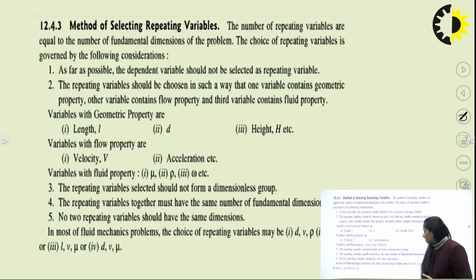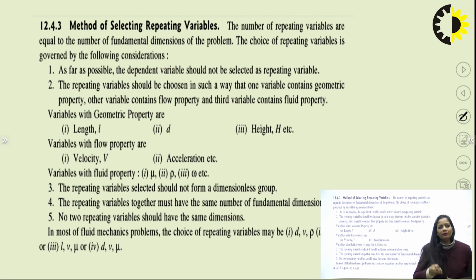There are actually some rules. I have taken this screenshot from your book, R.K. Bansal. In that chapter, even in our analysis, we need to go through how we can take repeating variables and non-repeating variables in particular pi terms. So there are certain rules we need to follow.